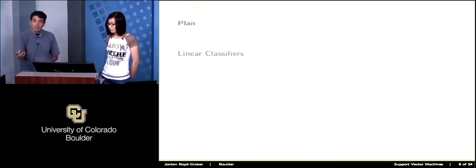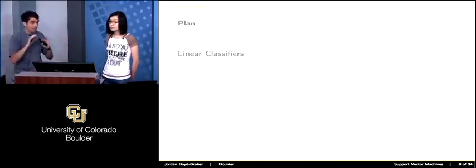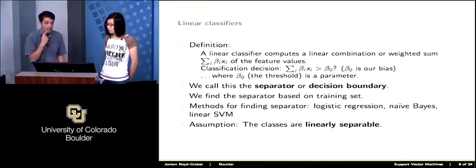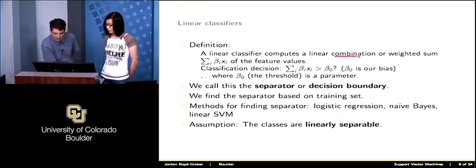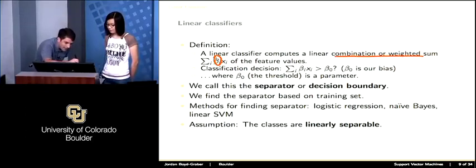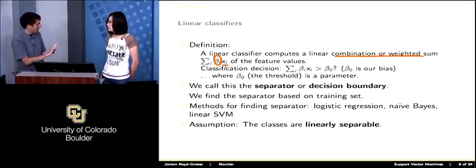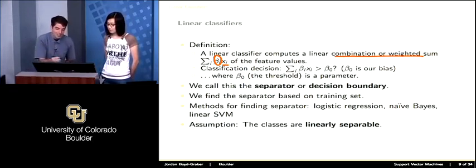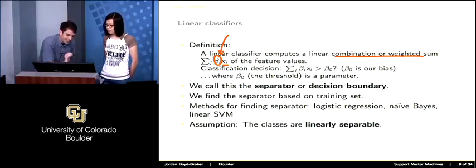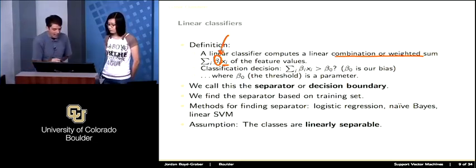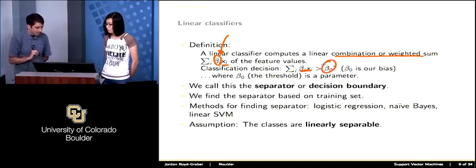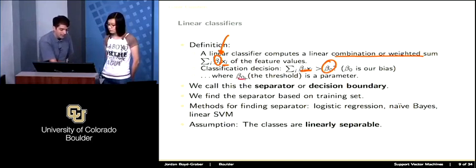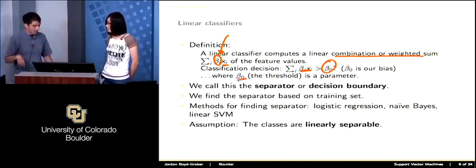All right, so first let's talk about a general class of classifiers called linear classifiers. In a linear classifier, you have some combination or weighted sum of your weights and your data. So this should look a lot like logistic regression. In logistic regression, these weights were found using stochastic gradient descent or something like that. And the classification decision is, are these dot products greater than some threshold? In logistic regression, this was the bias. For naive Bayes, this was the prior probability of the class.